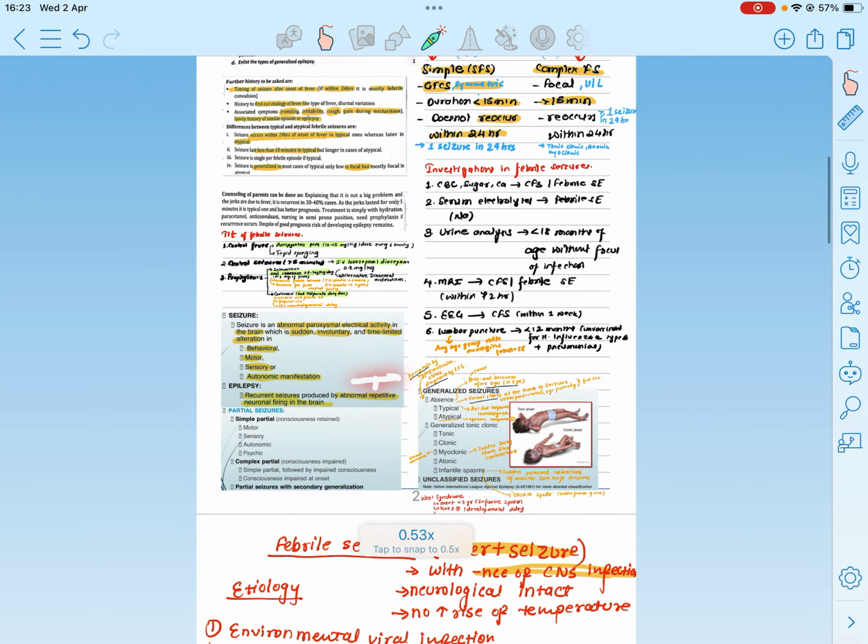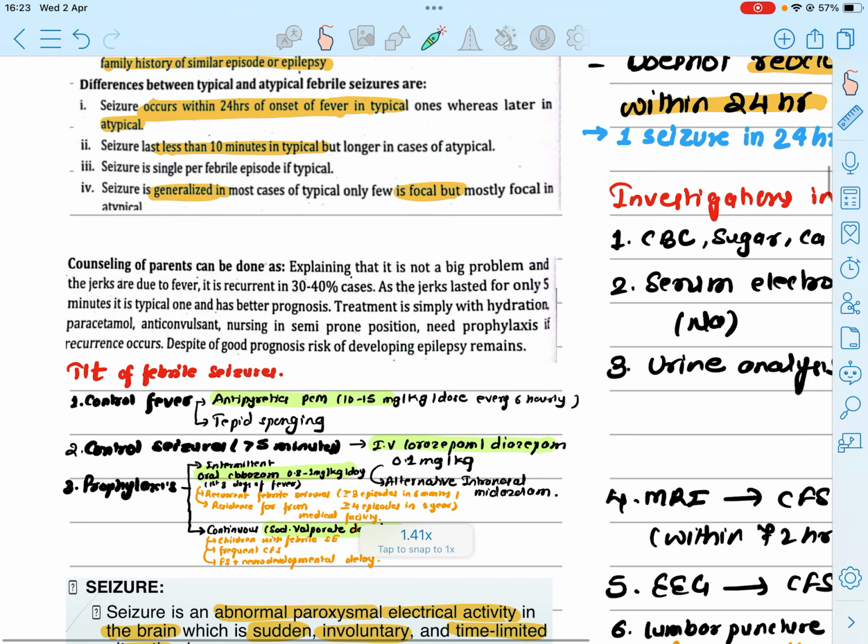And we have done all these things, and I have told you about the treatment. In treatment, I have told you about the pharmacological treatment, and another non-pharmacological treatment is we will counsel the parents about these conditions. And for the control of fever, I have already told you we will give antipyretics, paracetamol, tepid sponging, and for the control of seizure we will give lorazepam.